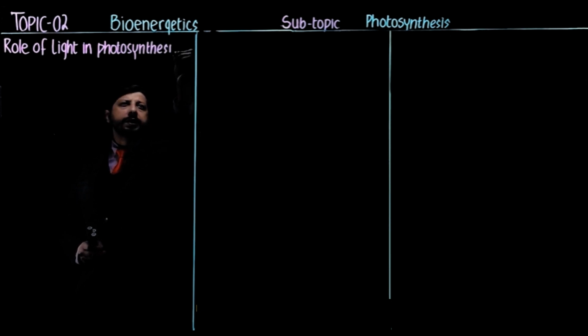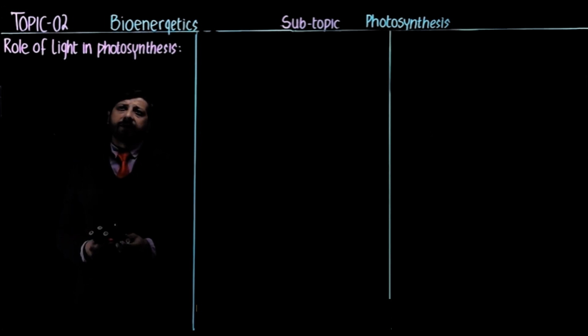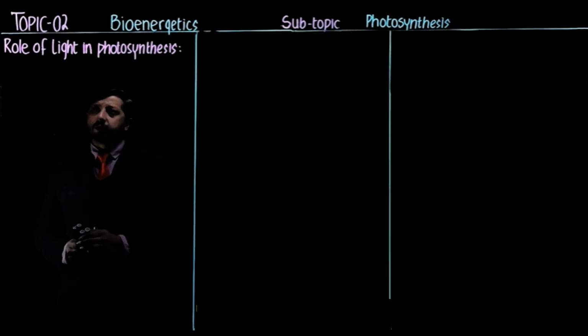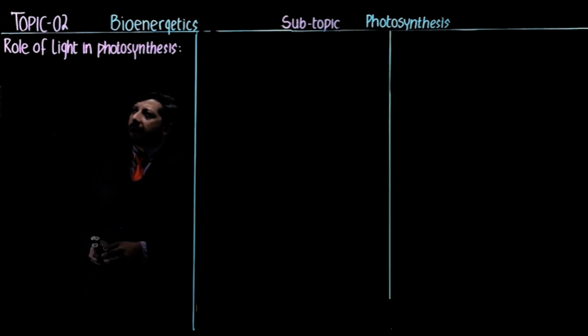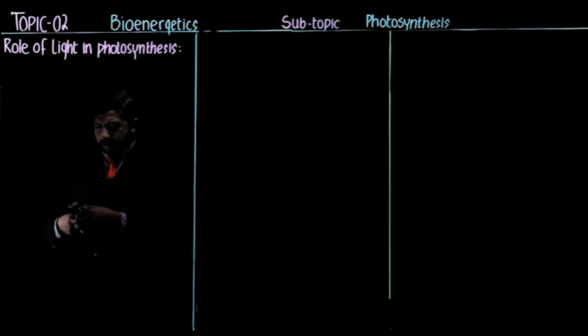So we have already discussed the role of carbon dioxide in photosynthesis, the role of water in photosynthesis, and the role of photosynthetic pigments in photosynthesis. And the fourth role is of the light. So these are the four reactants which are going to be completed in this lecture. And then we'll discuss the photosynthetic reactions as well. Clear?